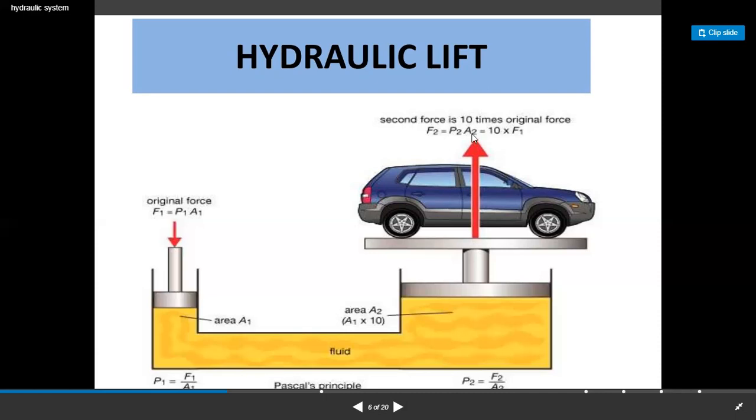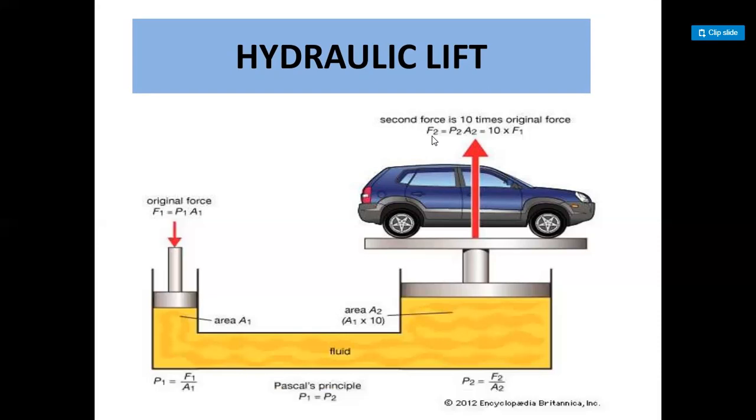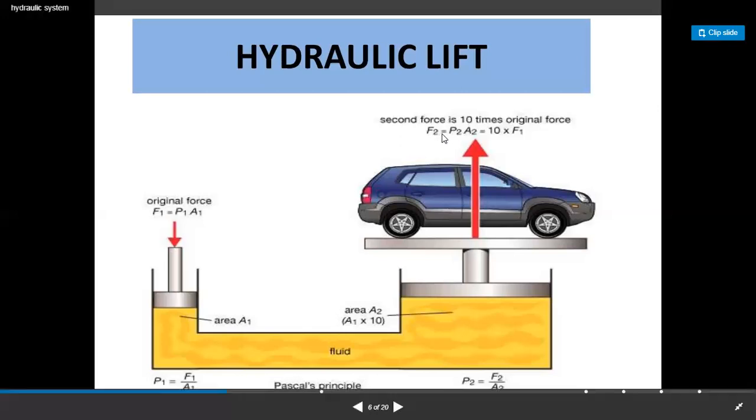So the second force is 10 times the original force, so F2 is equal to P2A2. F2 is equal to P2A2, it should be 10 times the force F1. So in cylinder 1, if you apply the force one time, it is delivered into cylinder 2 and increased 10 times. So F2 is equal to P2A2, which is equal to 10 into F1.